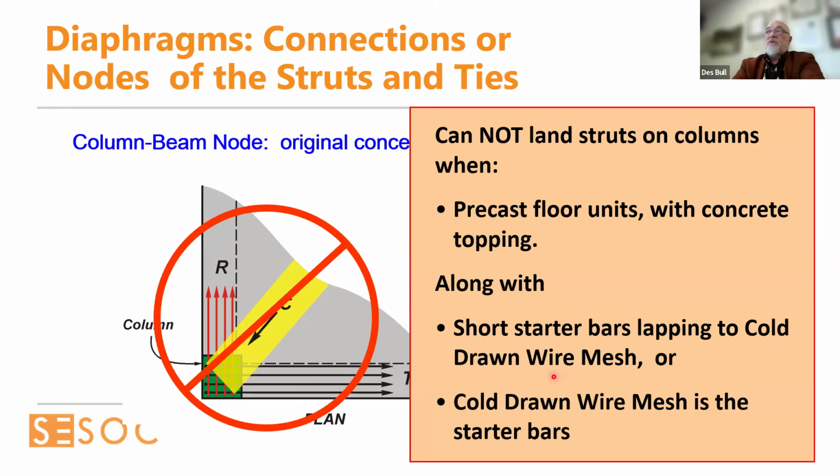You cannot land struts on columns when precast concrete floor units are concrete topped. This is precast floor units primarily, as well as short starter bars lapping to cold drawn wire mesh, or cold drawn wire mesh acting as the starter bars alone, which describes a lot of our older style reinforced concrete buildings with precast floors.